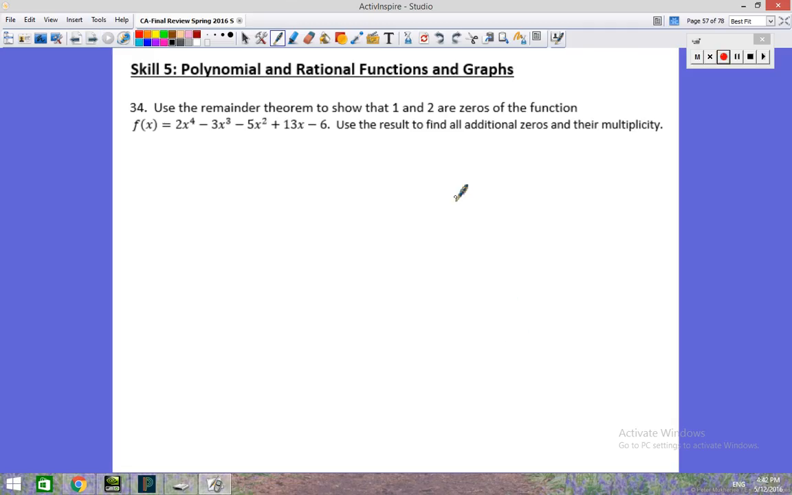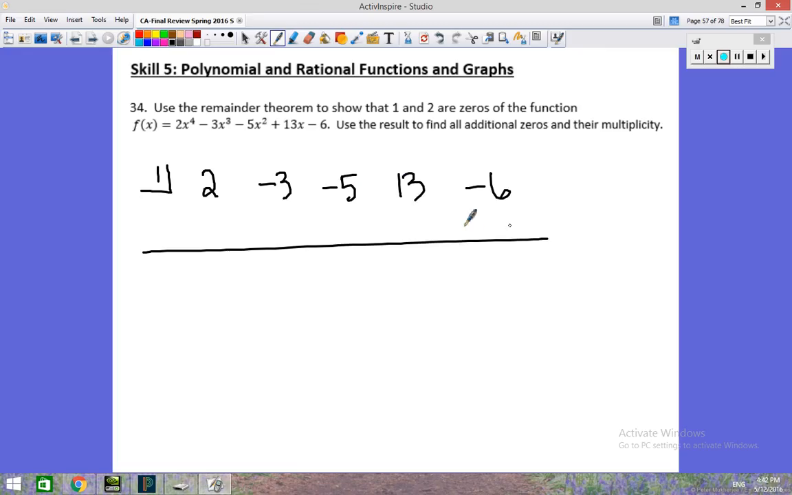Alright, let's take a look here. Now, if 1 and 2 are zeros of this function, let's take a look at 1. If we plug in 1 and do the arithmetic, you'll get 0, at least that's what that says. Or if I do synthetic division, 2, negative 3, negative 5, 13, negative 6, I'm expecting a 0 here. If I don't get a 0, I've either done an arithmetic error or there's a typo in the problem and there's something wrong with the problem statement.